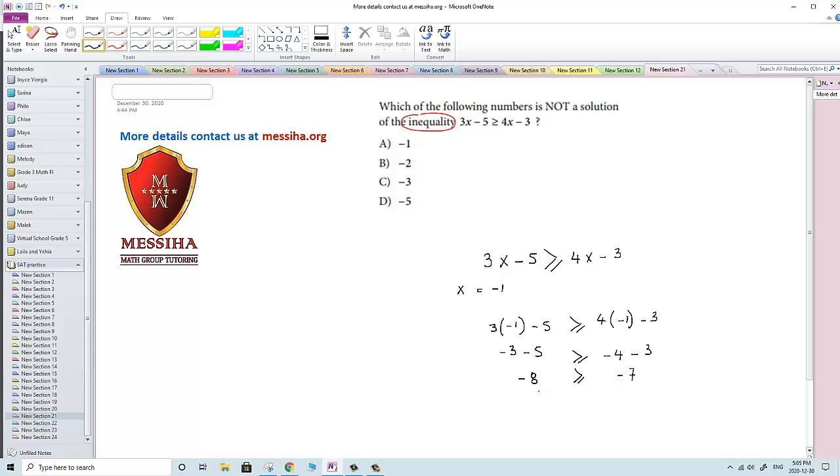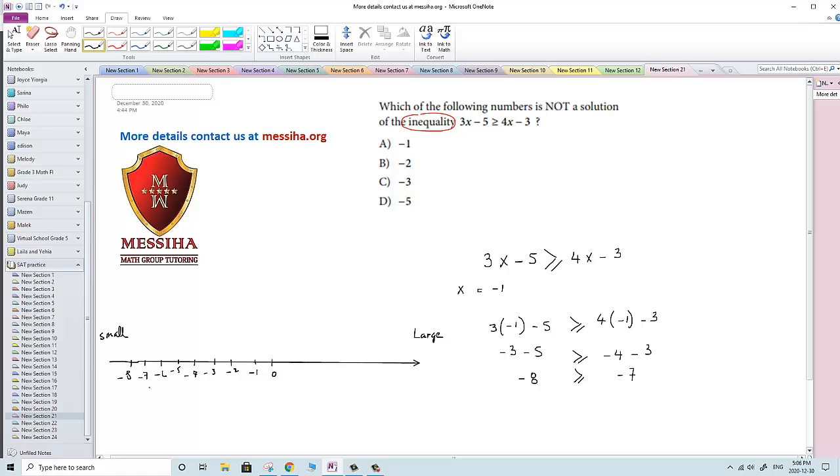Now, we are asking, is negative 8 larger than negative 7? Let's look at this one because we can be a little bit confused. If I have a number line like that, and on this number line I have 0, negative 1, negative 2, negative 3, negative 4, negative 5, negative 6, negative 7, and negative 8. I know that here is the large number and here is the small number. So is negative 8 larger than negative 7? For sure no. So that means negative 1 is not a solution. So this is one of the choices, and maybe there is more.